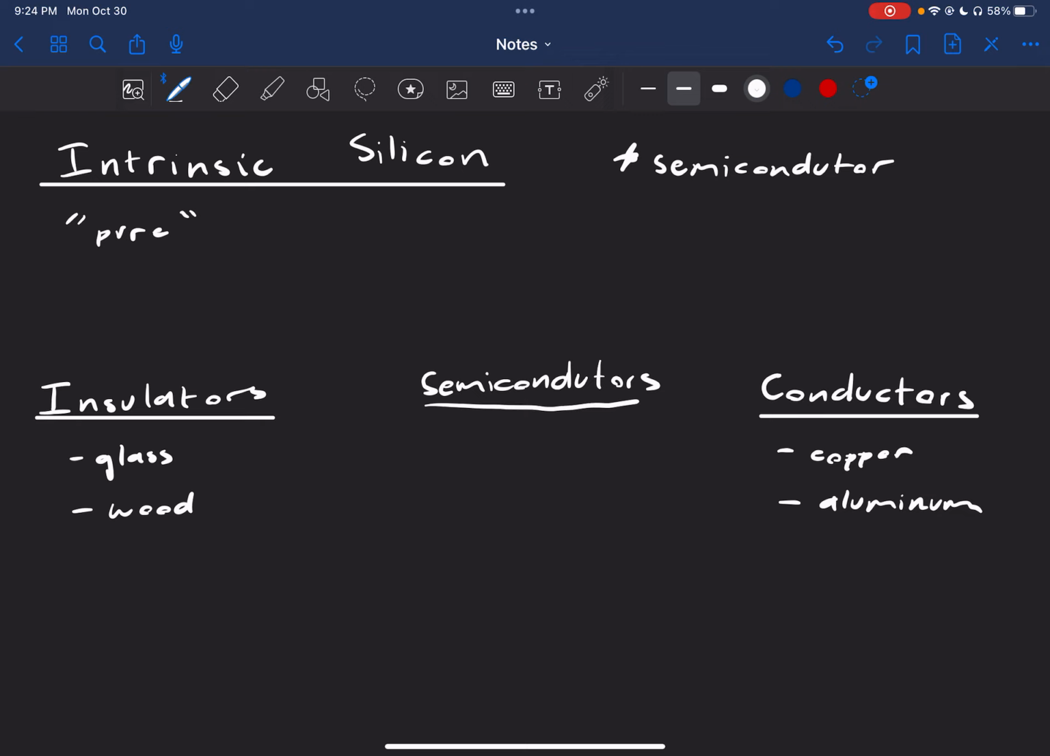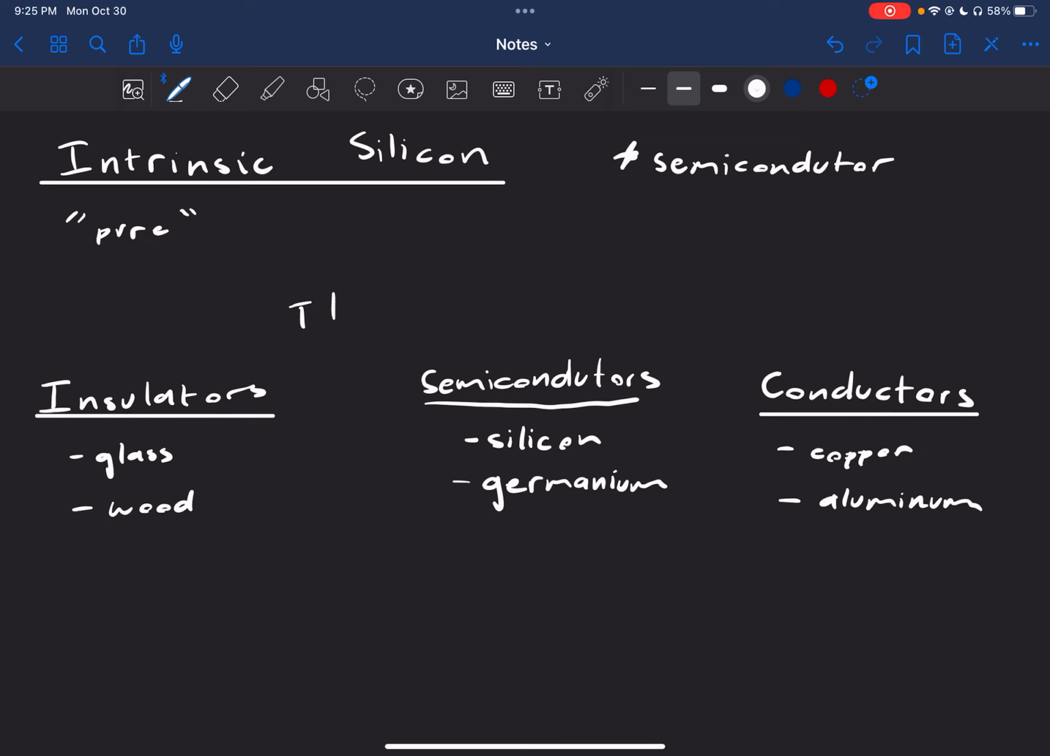Some semiconductors include, of course, silicon, and other semiconductors, germanium, that's used often in electronics. So a semiconductor behaves either as an insulator or a conductor, and that depends on the atomic structure of the material or the temperature the material is at. At lower temperatures, semiconductors will start behaving as insulators, and at higher temperatures, semiconductors start behaving as conductors. So we're going to specifically look at silicon and how this happens.